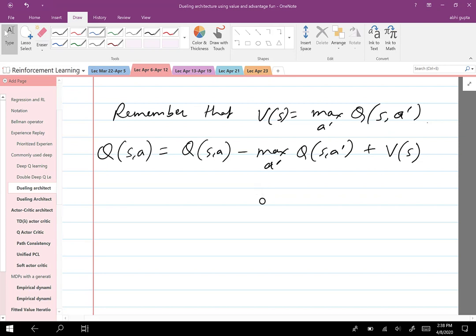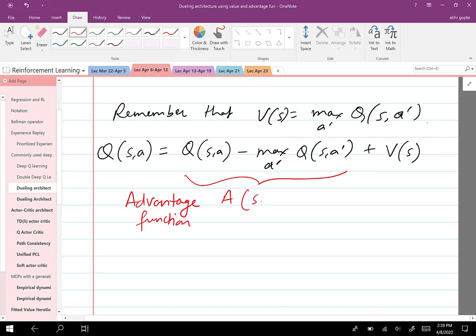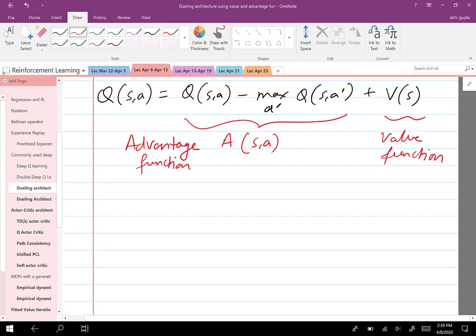Okay, so now let me do the following. I'm going to call this an advantage function. So this is a new terminology, advantage function A of S comma A, and this is of course the value function. Okay. Now, if you separate your Q function into the sum of an advantage function and a value function, then the goal is, instead of trying to parameterize only Q with respect to theta, you can now parameterize A with respect to theta A, which is the neural network for the advantage function, and then you can represent the value function using some other neural network.